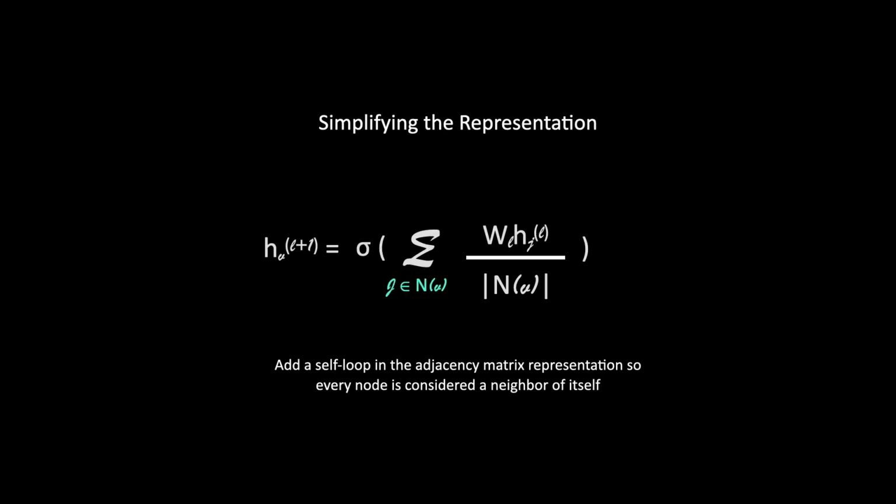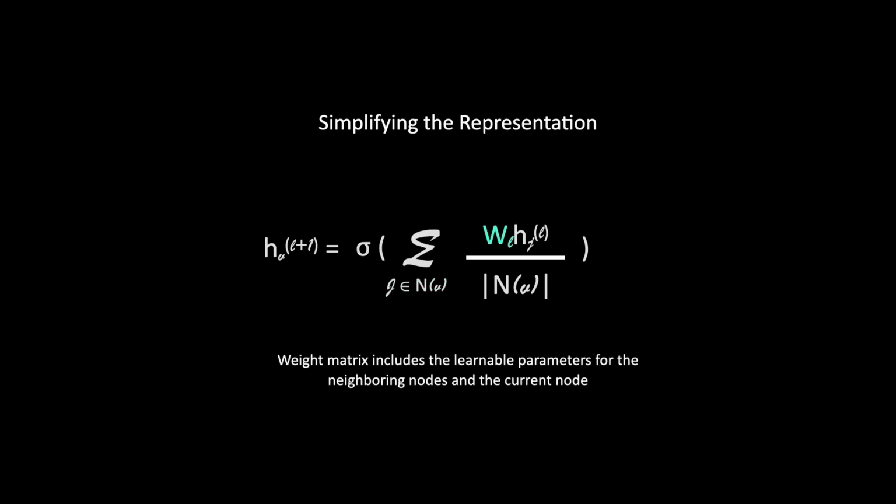The addition of the self loop is what allows us to simplify the math of the aggregation and transformation operation in graph convolution. Now that we've included a self loop in the graph, we have a single weight matrix with the learnable parameters for the model. These are the learnable parameters for the neighboring nodes as well as the current node. So we don't have two different neural network layers. We just have a single neural network to learn parameters for the node itself and all of its neighbors.